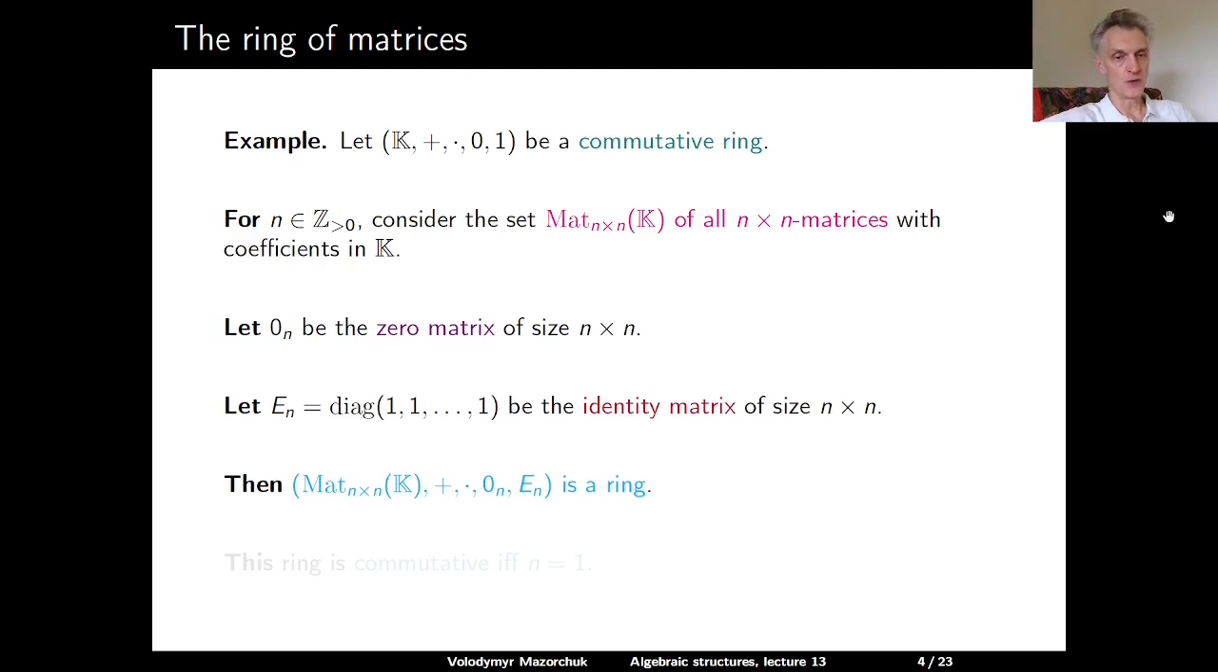Then the set of all n times n matrices with coefficients in K, with respect to the usual matrix addition, when we add matrices, we just add coefficients component-wise, with respect to the matrix multiplication, that's a complicated procedure given by some strange formula, and with our zero matrix and the identity matrix as identity elements, this is a ring. And this ring is usually not commutative. It is in fact commutative if and only if n is equal to 1.